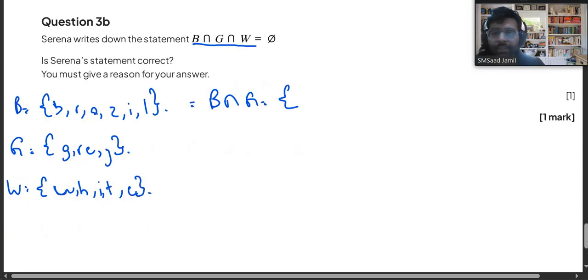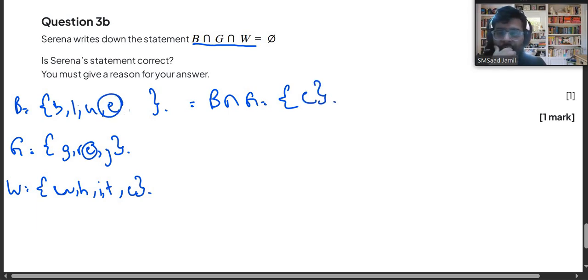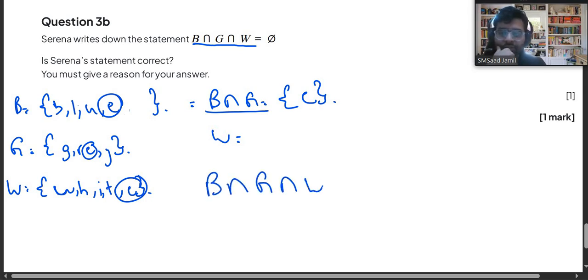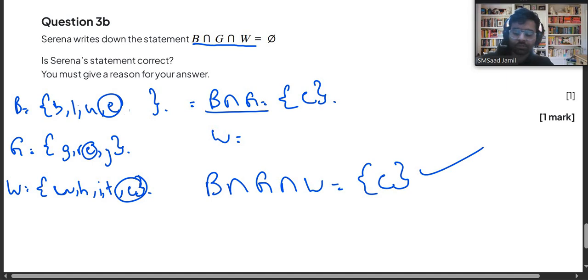My bad, guys. I made a mistake. This is not Brazil. This is blue. We were doing the other question. This is B, L, U, E. So if you look, do we have anything common in blue and green? We have E. So we will write E now. And do we have anything common with blue and green with white as well? White also has E. So this means B intersection G intersection W is E. This means Serena's statement is wrong. The answer is E.